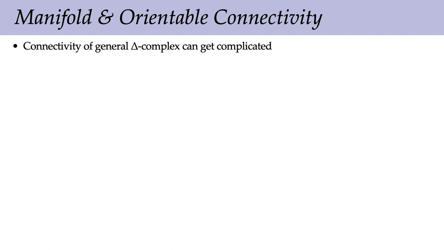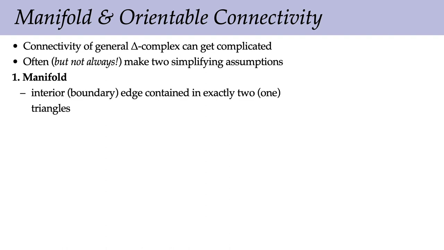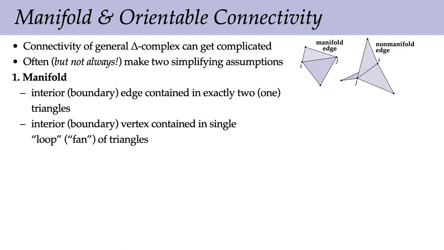Now, you probably start to get a sense that the connectivity of a general delta complex can get quite complicated. And so we're going to often, but not always, make two simplifying assumptions. First, we're going to assume that we're working with a manifold. Okay, and one way to say this for something made out of simplices is that every interior edge is contained in exactly two triangles, and every boundary edge is contained in exactly one triangle. Okay, so this is a manifold edge, but this is not because it's contained in three triangles. Likewise, an interior vertex is contained in a single loop of triangles.